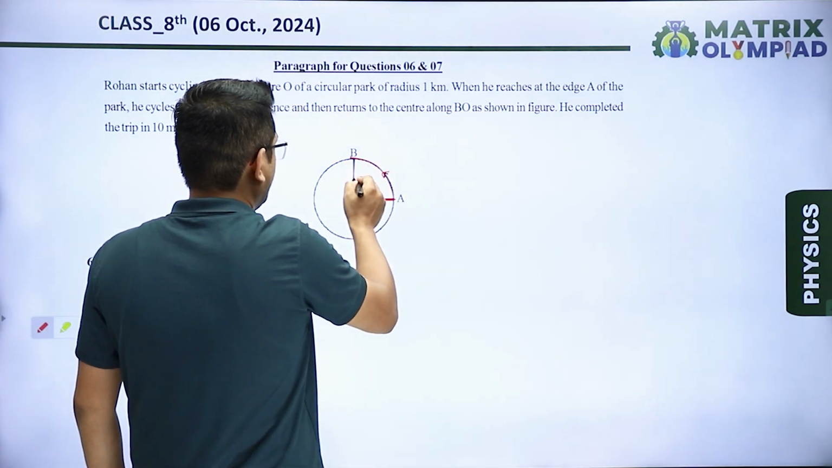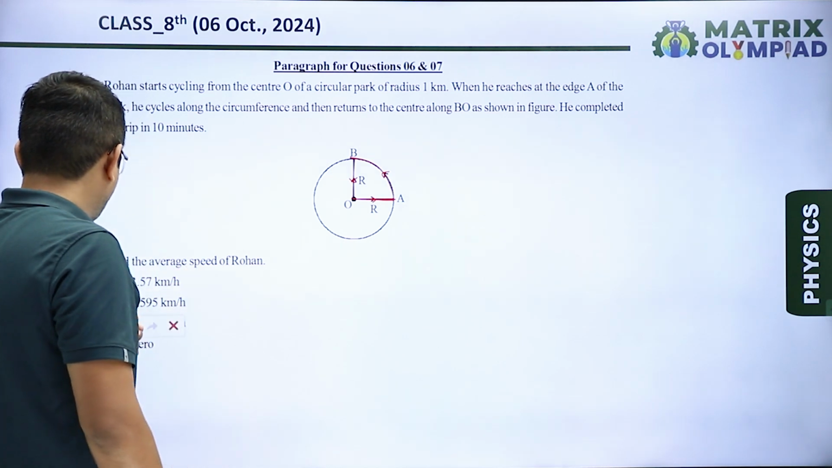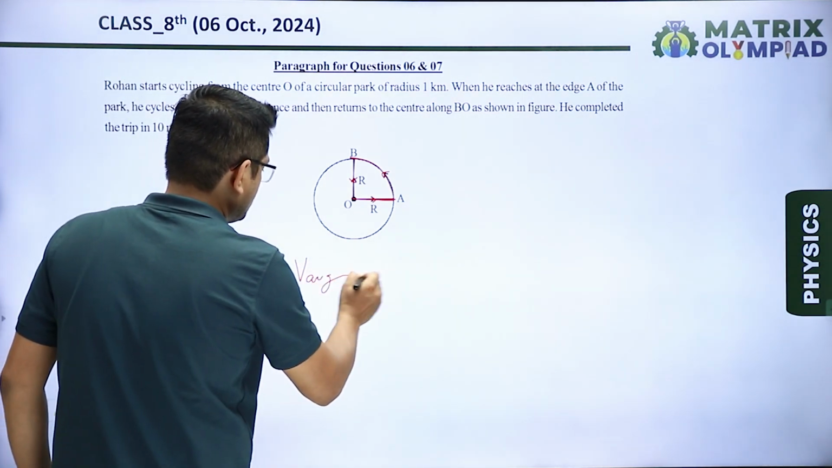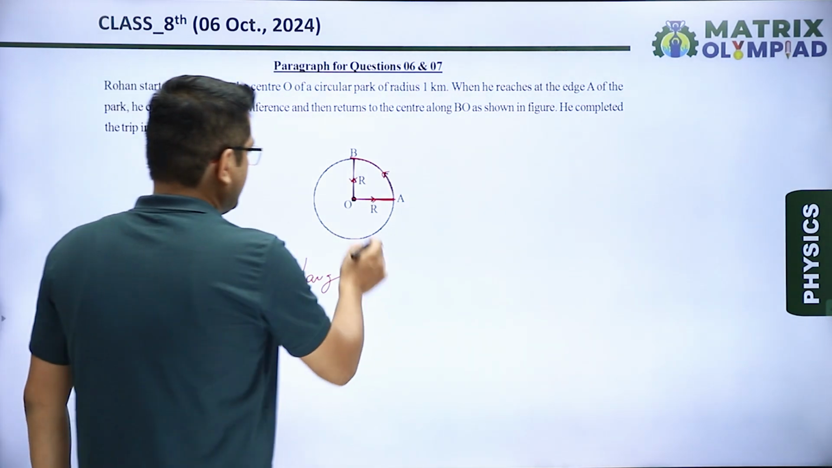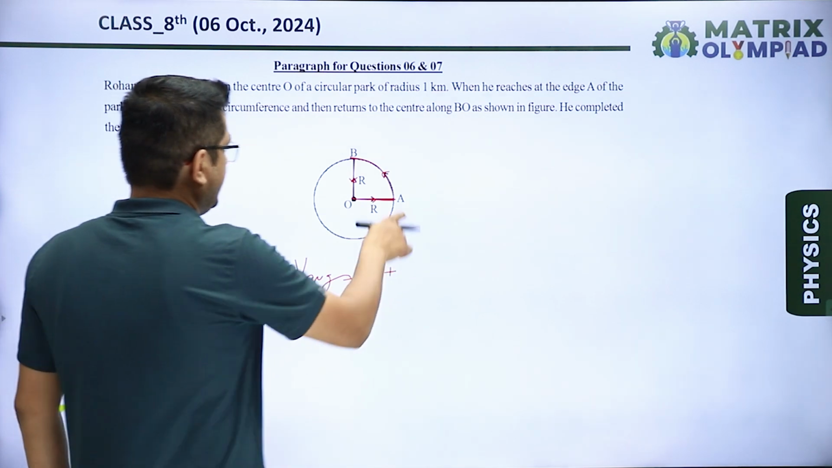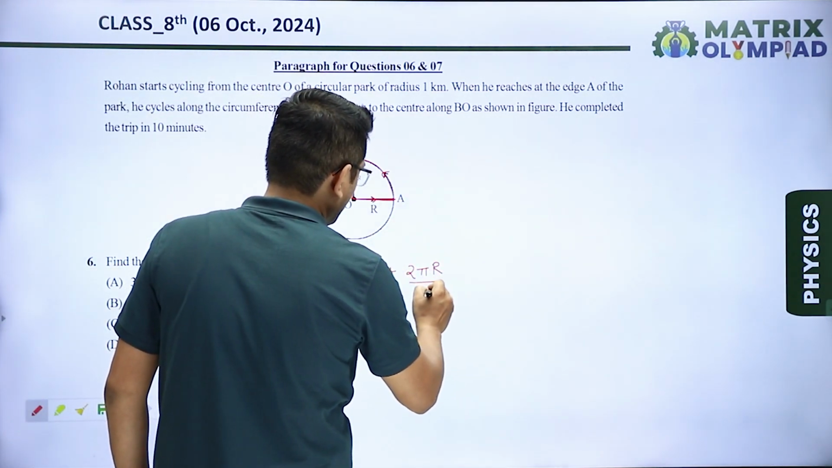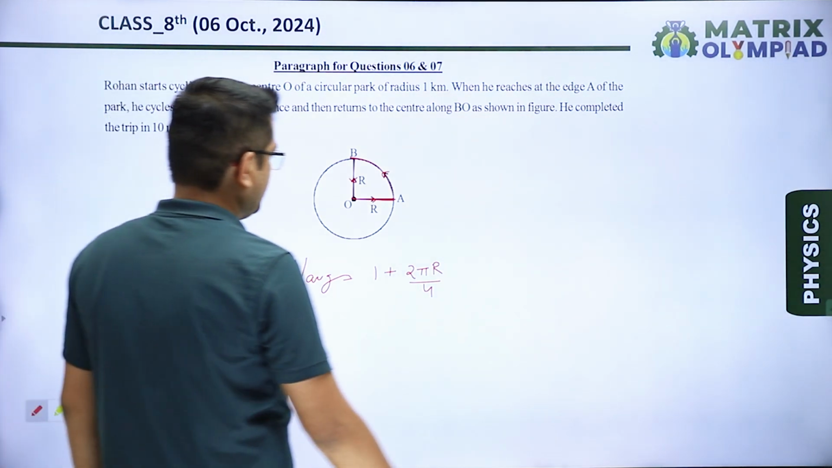We have to calculate the average speed of Rohan. Average speed is given by V average is equal to total distance traveled divided by total time. So the total distance traveled is first from O to A, 1 kilometer, plus then A to B, it will be 2 pi r divided by 4 because it is 1/4 part of the circumference.